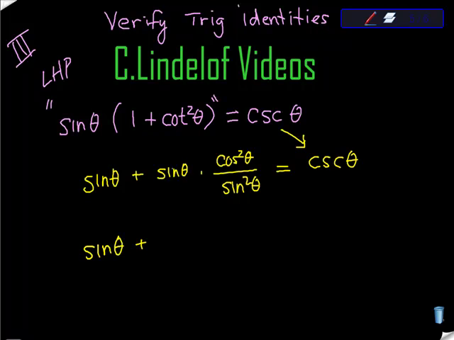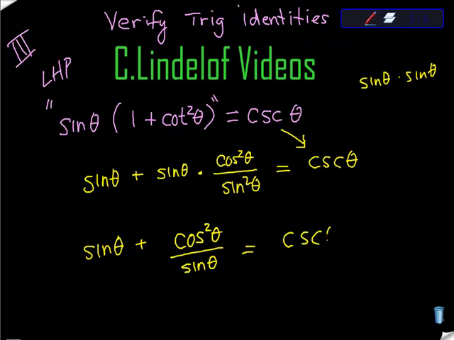But look, I have a factor of sine theta here, and two factors of sine theta here. Remember that sine squared theta means sine theta times sine theta, right? That's what this 2 right here means. It's this thing times itself. So I'm going to end up with cosine squared theta over sine theta equals cosecant theta. This was not squared, right?